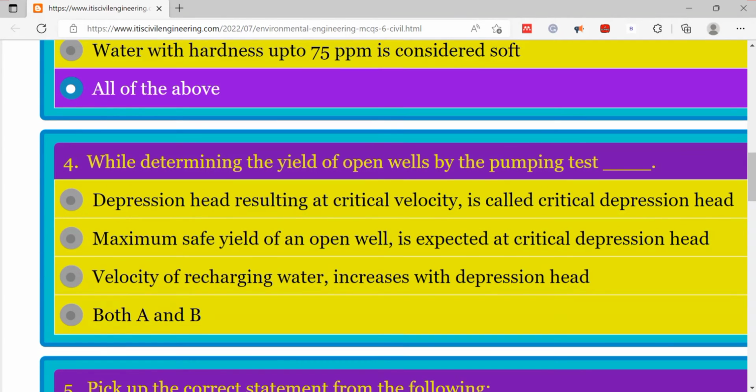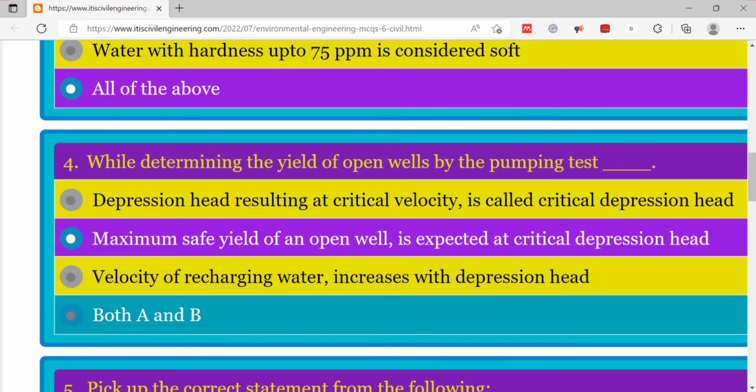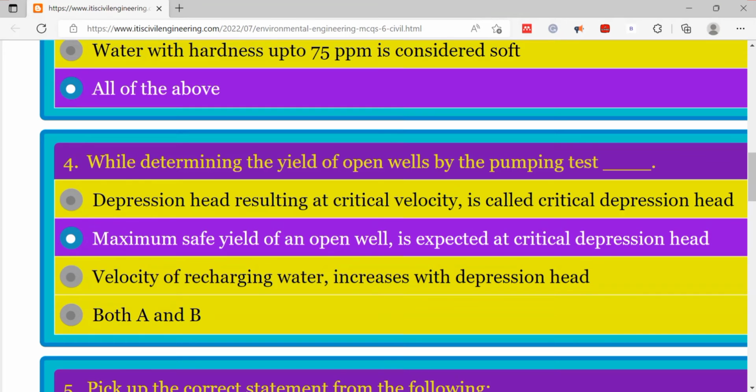While determining the yield of open wells by the pumping test, the maximum safe yield of an open well is expected at critical depression head. Maximum safe yield of an open well is expected at the critical depression head while we are determining the yield of open wells by using the pumping test.